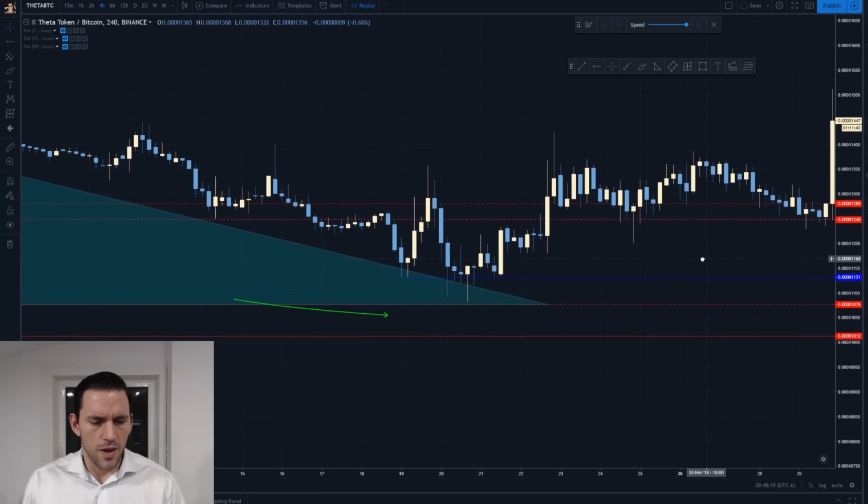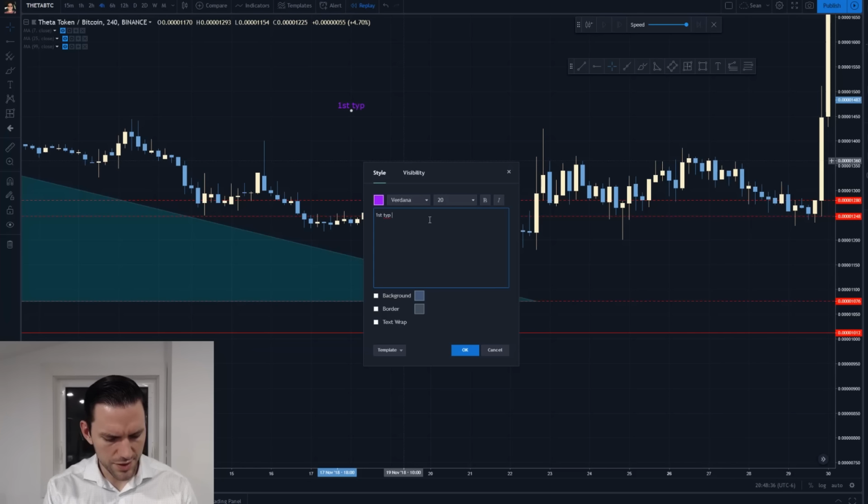So let's just identify the first one so we're absolutely clear and there's no mistakes. The first type of entry is catching a falling knife properly, and I want to emphasize properly.